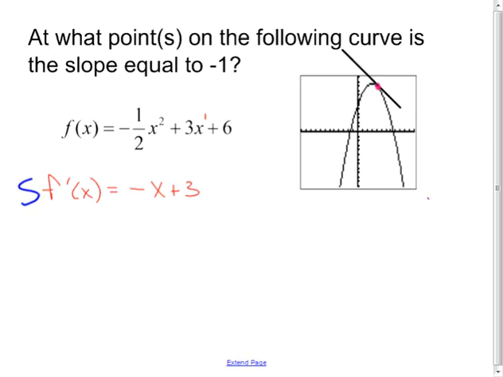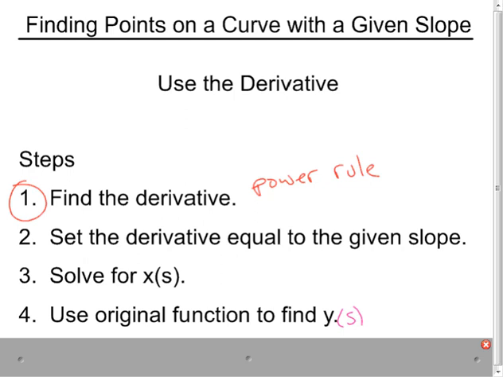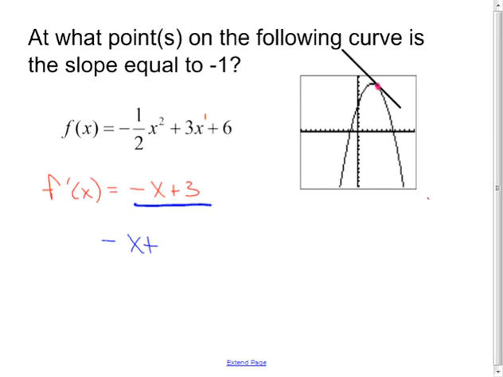And don't forget, the derivative is equal to the slope. This is a slope-finding function. So this says slope and that says slope. And we notice up in the problem it says that the slope is negative 1. If you notice, step 2 says set the derivative equal to the given slope. So here's my derivative, negative x plus 3, and it is equal to negative 1. Again, I've just written slope equals slope. This equation makes sense. The slope function is equal to the given slope. Can't reiterate that enough. Okay?